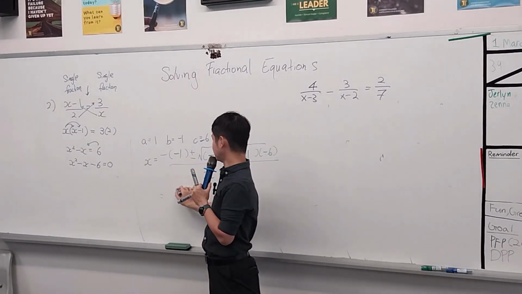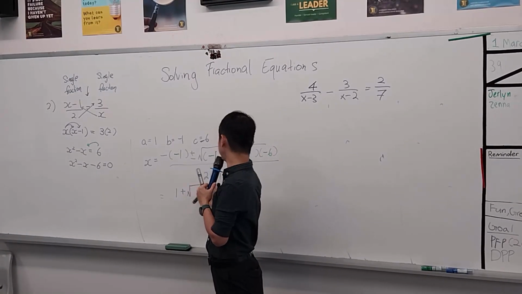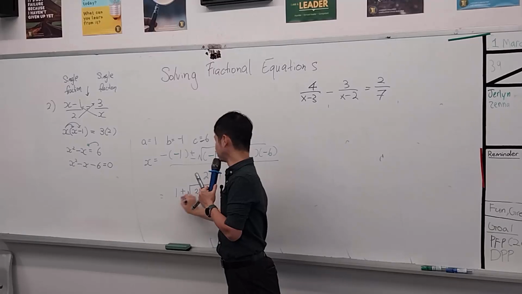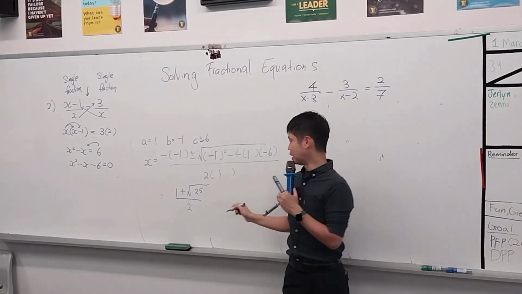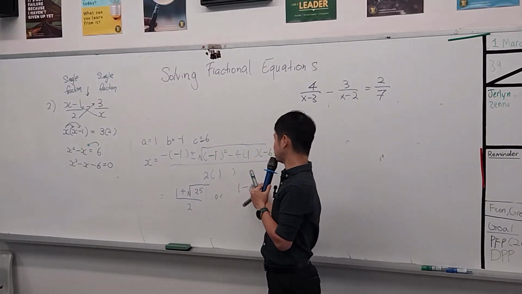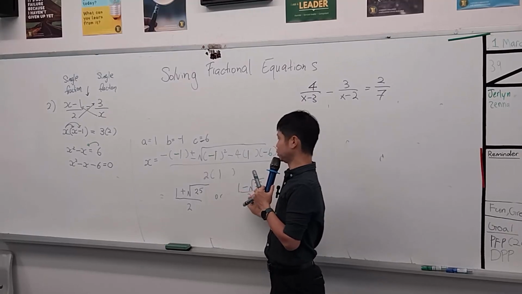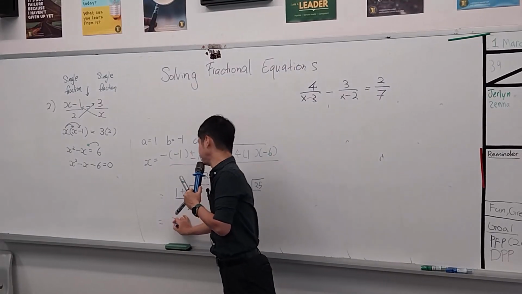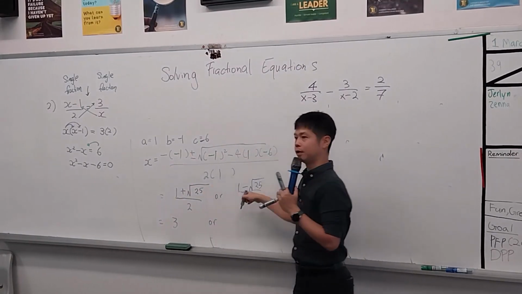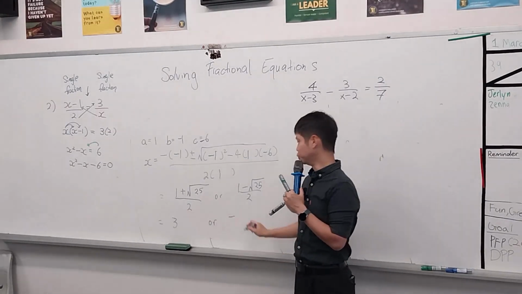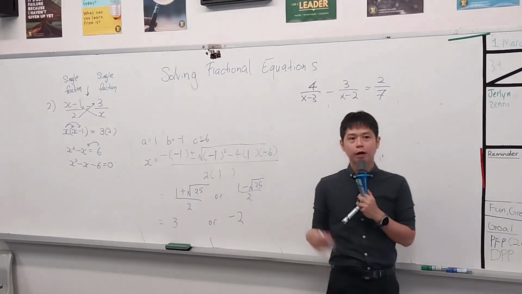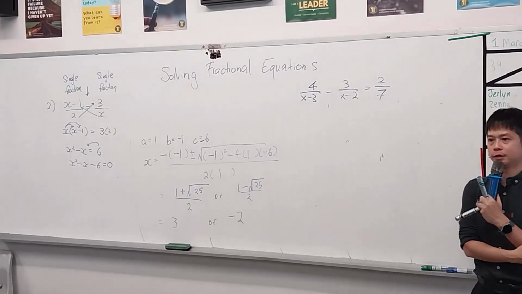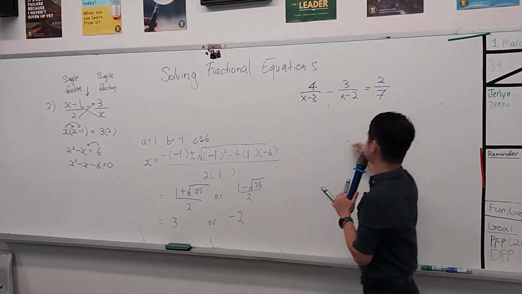Minus minus becomes 1 plus square root of 1 plus 24, so this is 25 over 2. That is the first answer. Now the second answer, we have 1 minus square root 25 over 2. If you press your calculator, I will have 3 or negative 2. So we have solved the algebraic fraction equations.